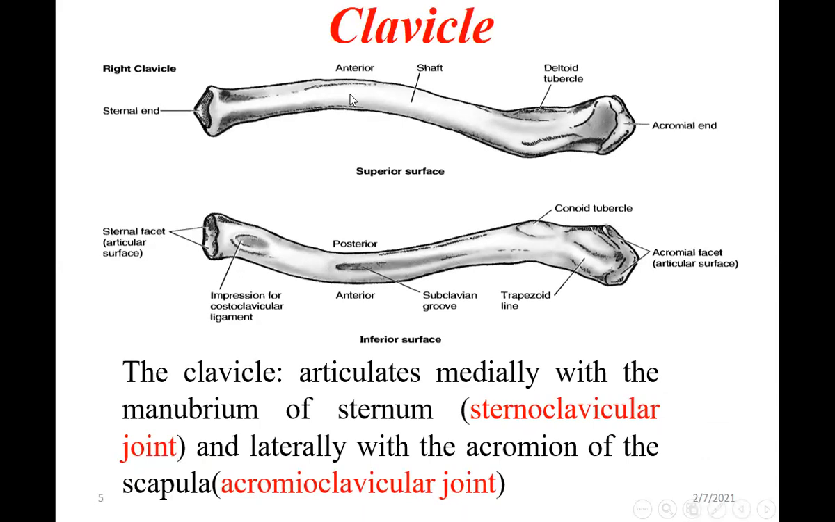So now coming to the clavicle. This is the clavicle here. It articulates medially with the manubrium of the sternum, which forms the sternoclavicular joint, and laterally with the acromion of the scapula, which forms the acromioclavicular joint. So it forms two joints.